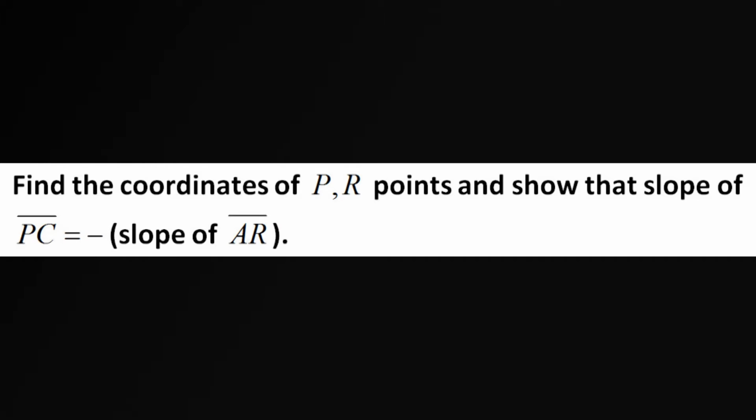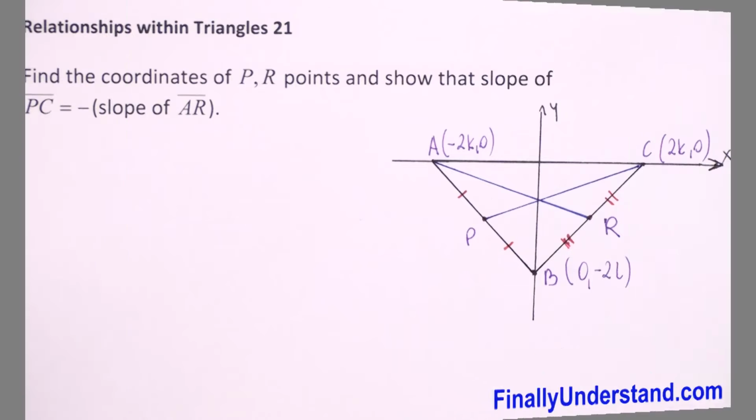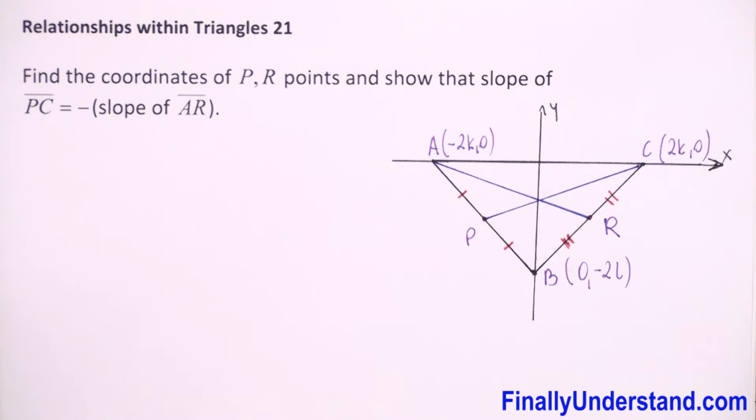Find the coordinates of P and R points and show that the slope of PC segment is equal to the negative of the slope of AR segment. So first we have to find P and R points. Let's look at our diagram.